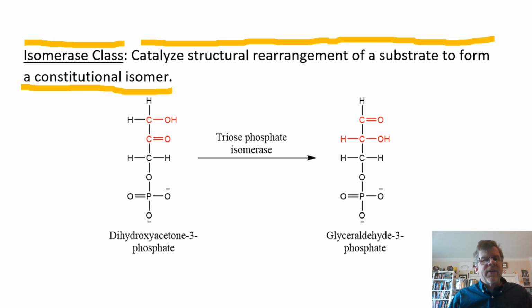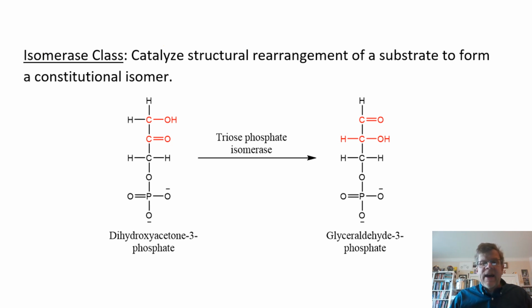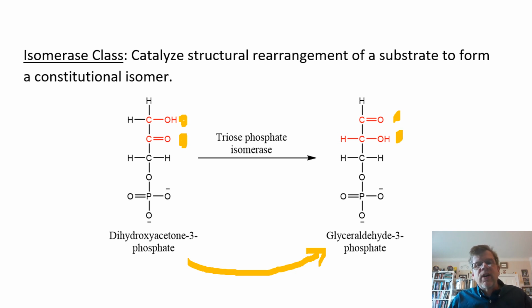Again, we have to analyze both the starting material and the product and ask what has changed. In this case, I've marked it in red. On the structure on the left, we have an alcohol functional group up top and a carbonyl, specifically a ketone functional group, right below. On the product side, they are swapped. We have created a constitutional isomer.